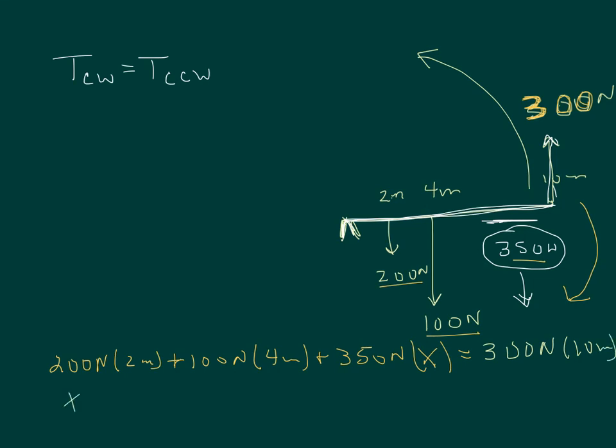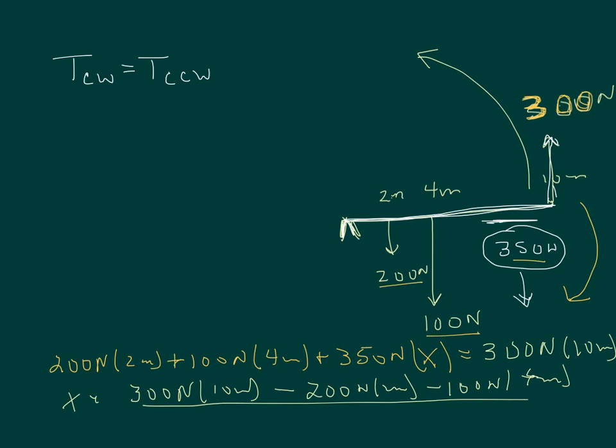Now I solve this for x, and when I do, I have x is equal to 300 newtons times 10 meters minus 200 newtons times 2 meters minus 100 newtons times 4 meters, divided by 350 newtons. All the newtons will cancel out, and we're left with meters. And when we solve this for x, we get x rounded off to 2 significant figures as being 6.3 meters.